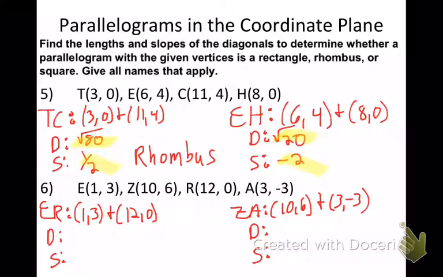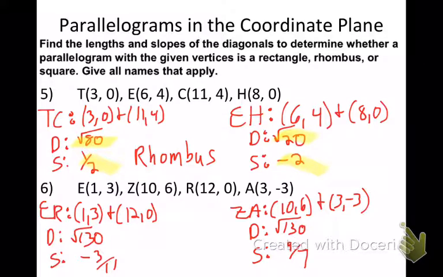And 6, ER. Let's go with Jake O'Connor. Give me the distance there. What do you get for distance? Square root of 130. What's the slope of ER? Jake? Negative 3/11. Jake, then I have ZA. What's the distance from ZA? Square root of 130. Jake, what's the slope there? 9/7.